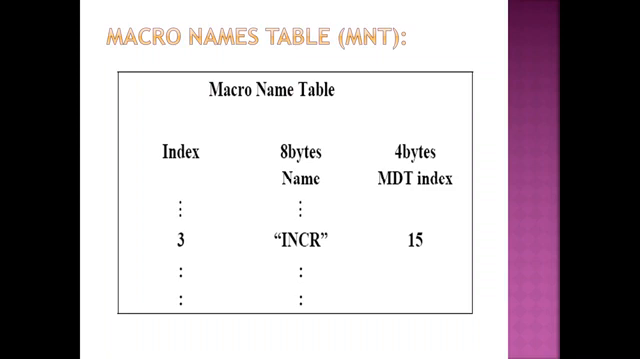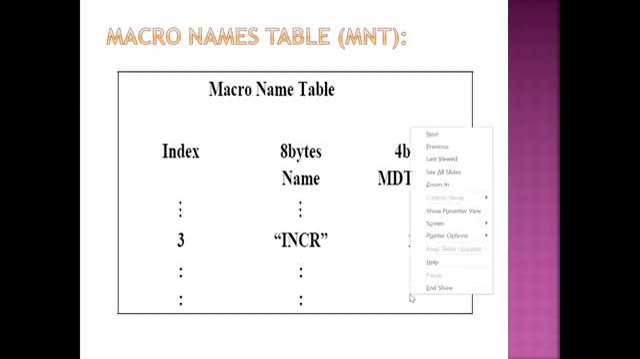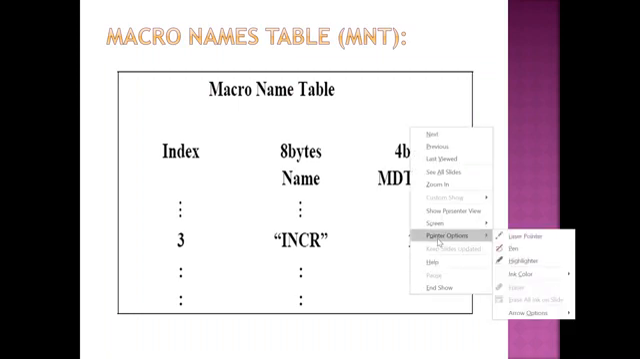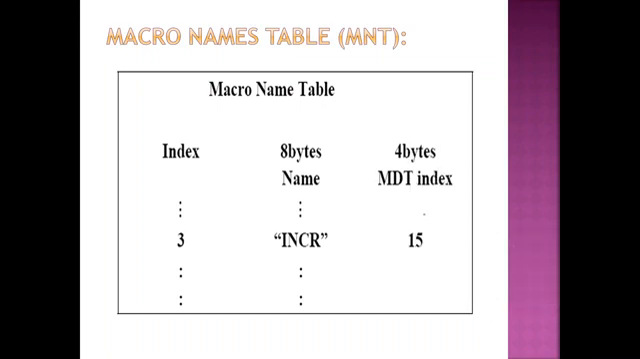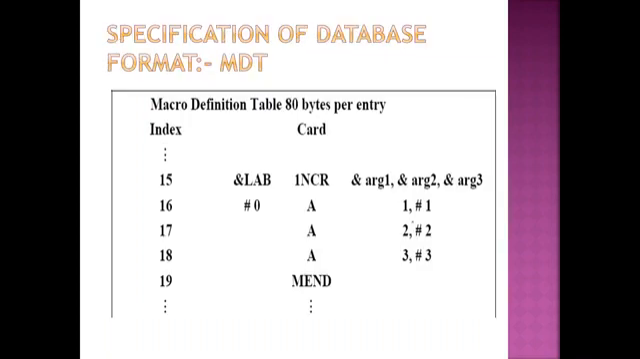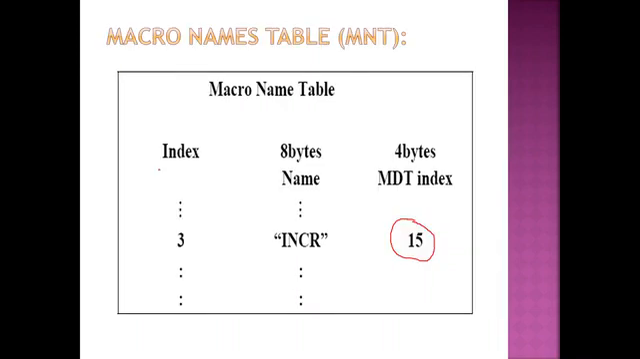But what the macroprocessor will not know is the index of the macro definition table, which is 15 here. Until it stores some values inside the macro definition table, it will not know what this value is. This value comes from here. So I am saying in the macro definition table, the name of my macro is INCR. Where is this definition stored? Only the name is going to be stored in the name table.